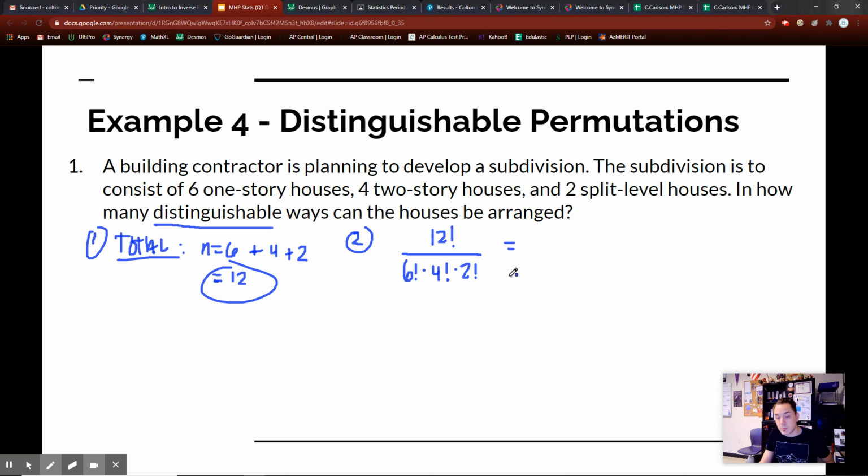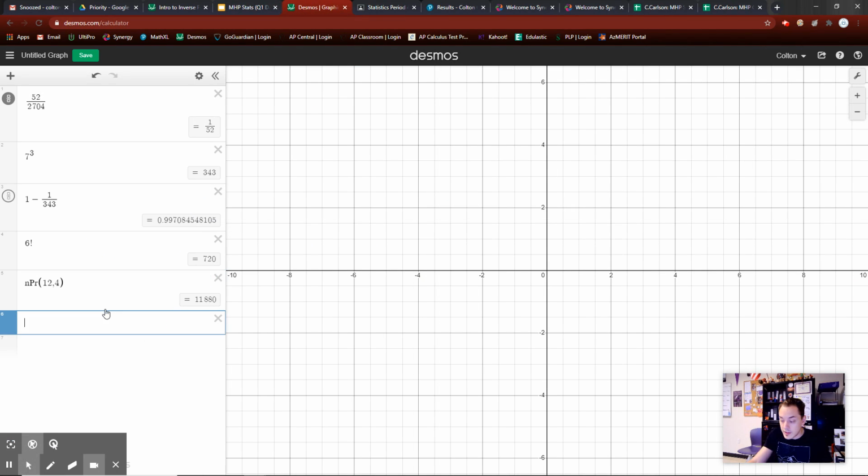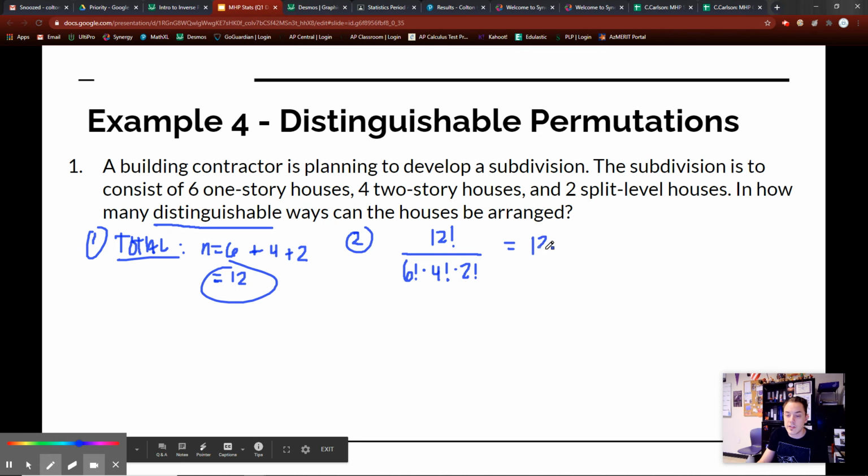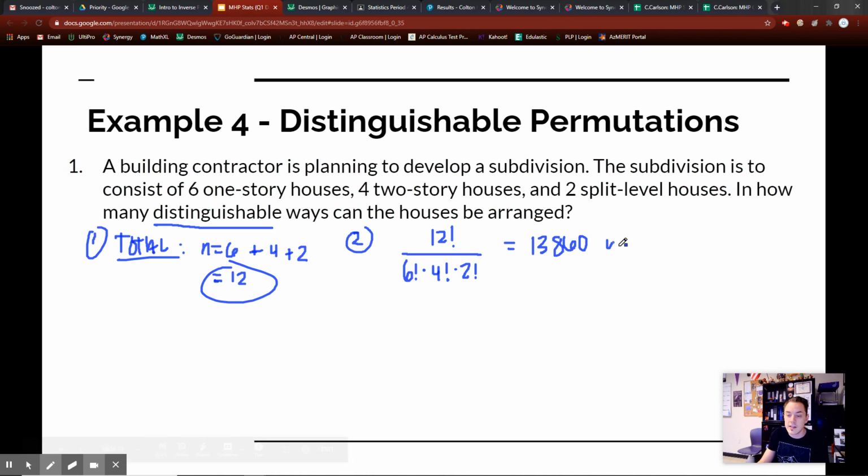Then I can literally just plug this into my calculator. So I'm going to go to Desmos and type that in: 12 factorial divided by 6 factorial, 4 factorial, and 2 factorial. You don't need to put multiplication signs in between because they already register as multiplication. So boom, that's my answer, 13,860 different ways that are distinguishable.